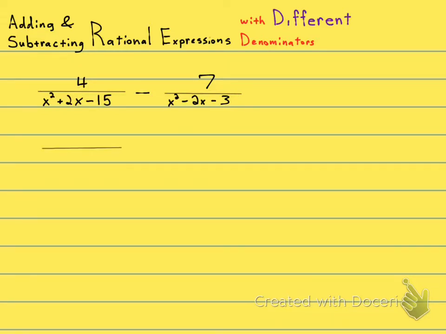So the rational expression on the left is going to be 4 over. Now to factor this, I know that it is an easy one, so I can go straight to my two binomials, x and x, and two numbers that multiply to give me 15 and subtract to give me 2. That's 5 and 3. If you're not good at factoring trinomials, this is a trinomial with a leading 1. You might need a little work on that.